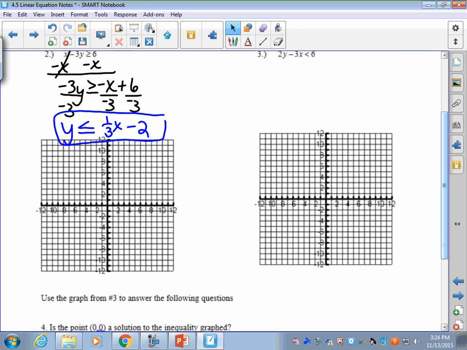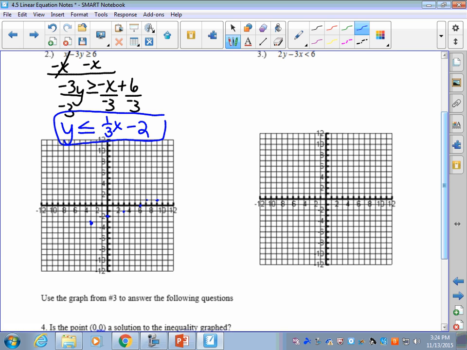For this inequality, we start where? Negative 2. Put a point on negative 2. And we are going to move up 1 to the right 3. 1, 2, 3. Up 1 to the right 3. Or we could go down to the left 3. 1, 2, 3. And this one would be a straight line, right?